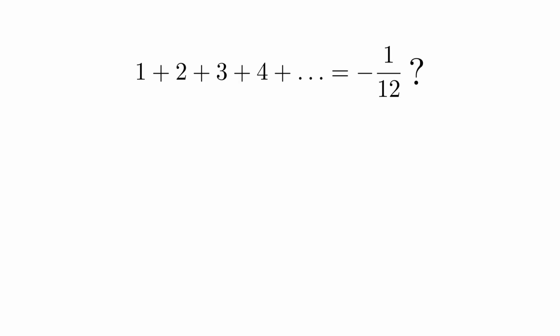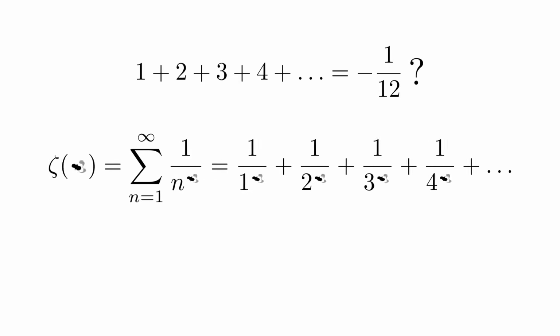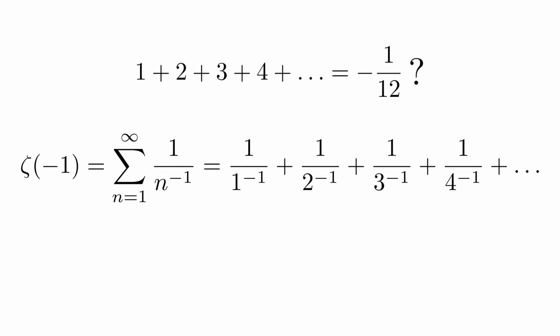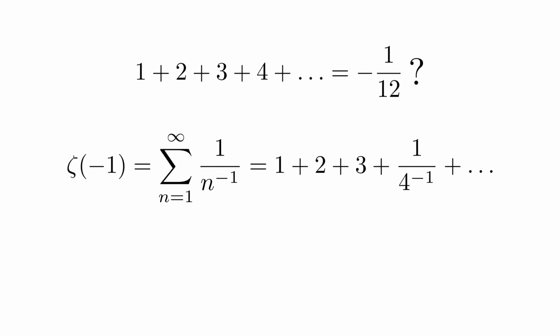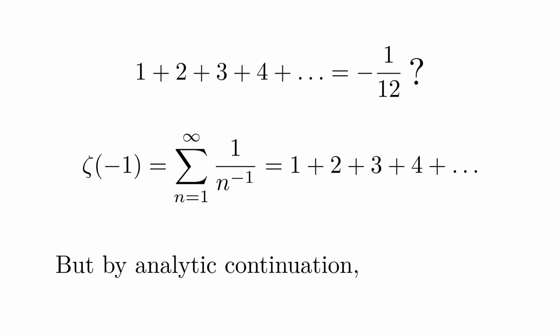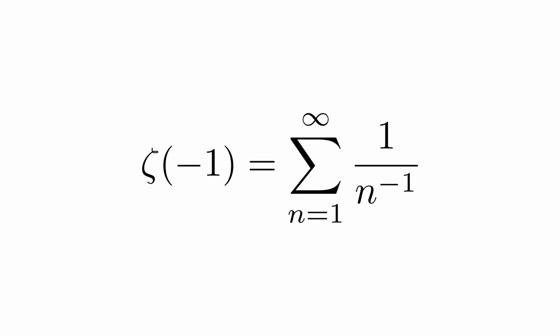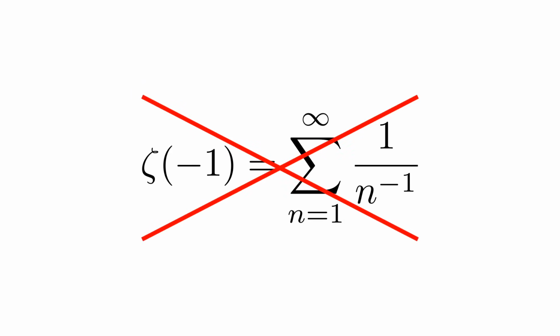But if we just pretend that this series definition of the zeta function makes sense at -1, then we would see that zeta of -1 should be 1 plus 2 plus 3 plus 4 and so on. On the other hand, using analytic continuation, we can just compute directly that zeta of -1 happens to be exactly -1/12. Of course, we had to pretend that this series definition made sense at -1, which I want to remind you again, it does not.